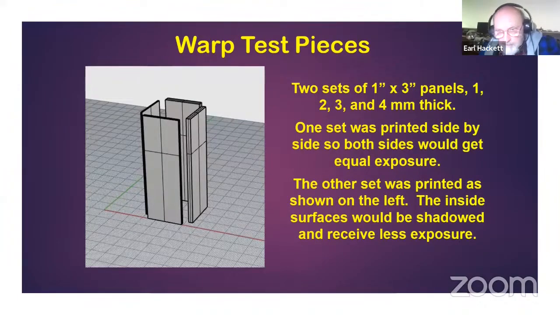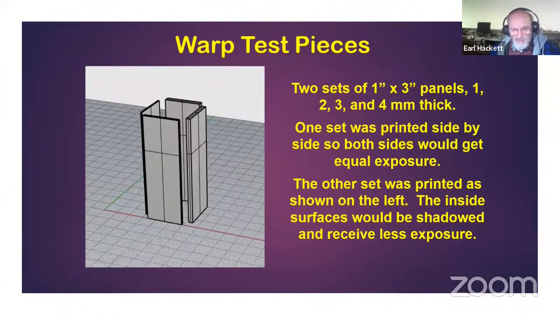So I did a little experiment. I took two sets of 1 by 3 inch panels, and I made them 1, 2, 3, and 4 millimeters thick. And then cured them. One set was cured in this formation, sitting on its base. The object was to have these inner surfaces in shadow, with the outer surface getting a full dose. The other set was lined up side by side, and everybody got the same thing.